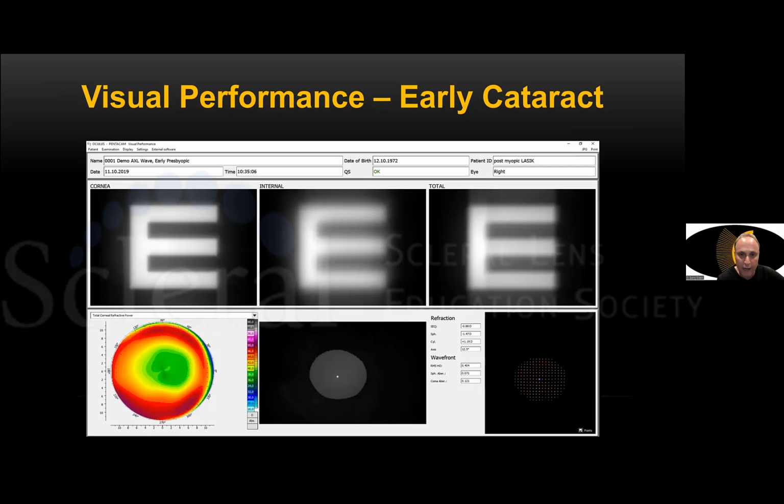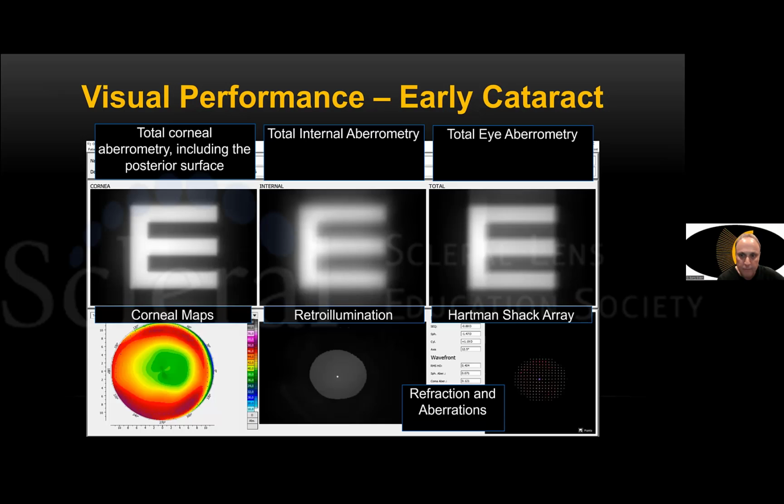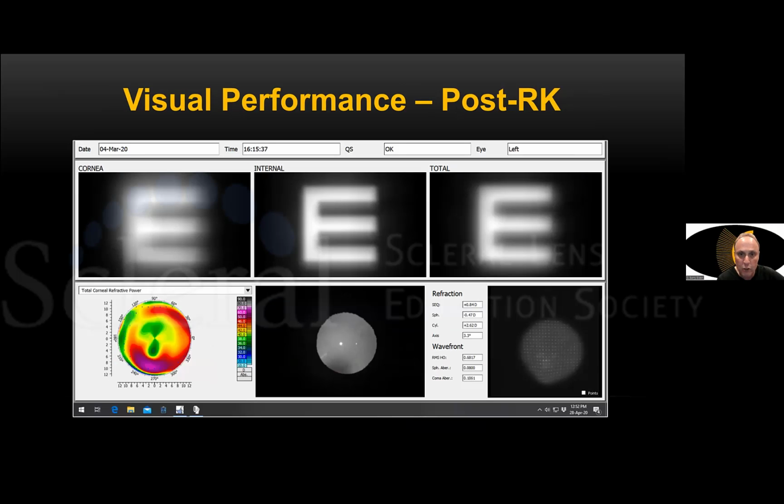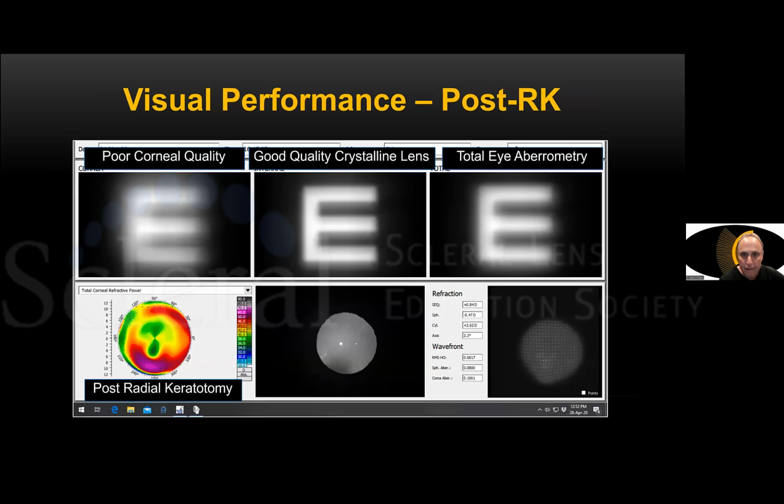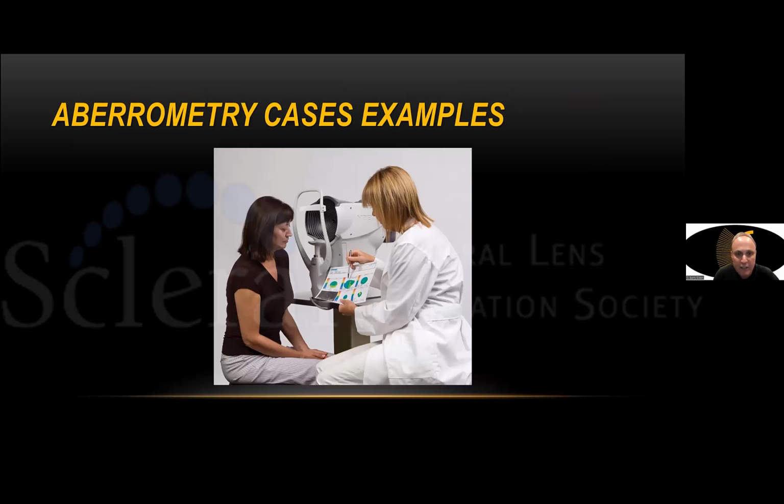And we can see here an early cataract where we can see the effect of the internal elevation of high order aberrations in the simulated E being very similar to the total aberrations, yet the cornea is actually quite clear. And here's an example of a post-RK patient. Look how bad the cornea looks. The internal is obviously offsetting a little of that because the total looks a little bit better than that corneal image, right? So this is really something very, very new.